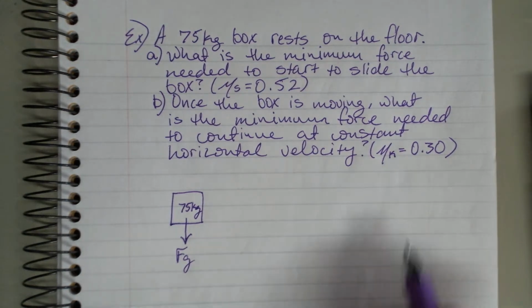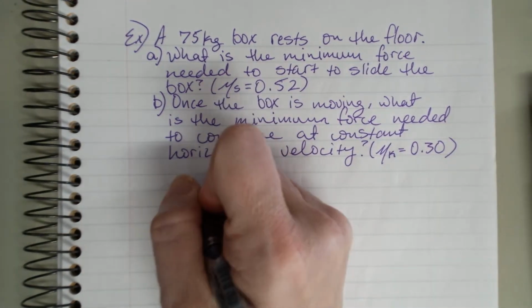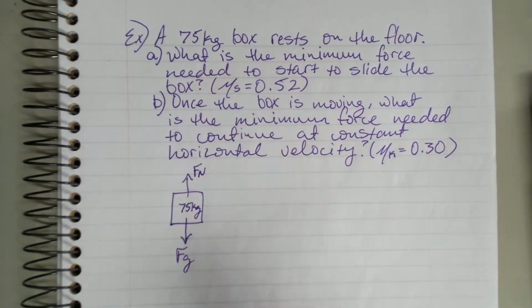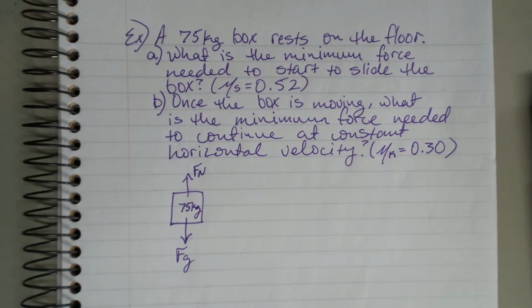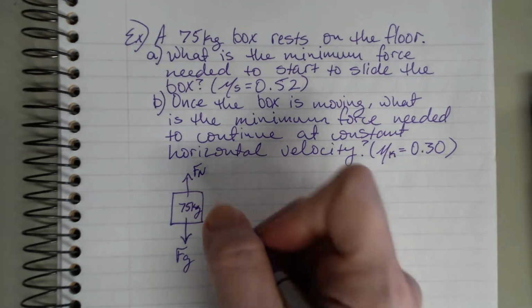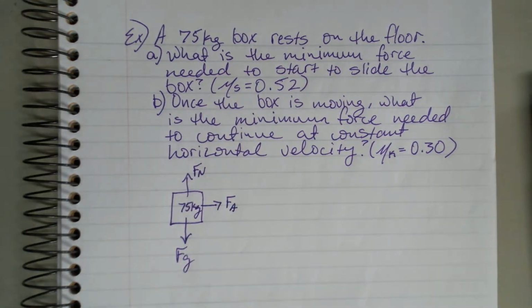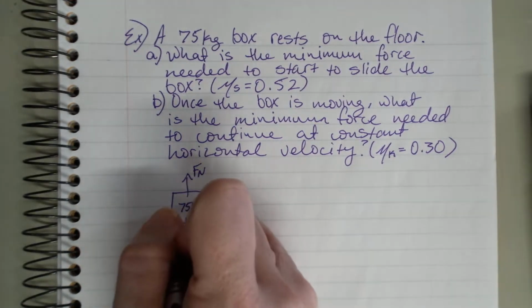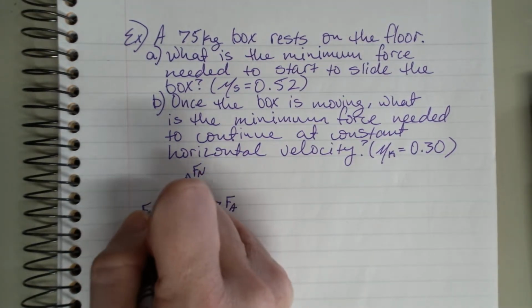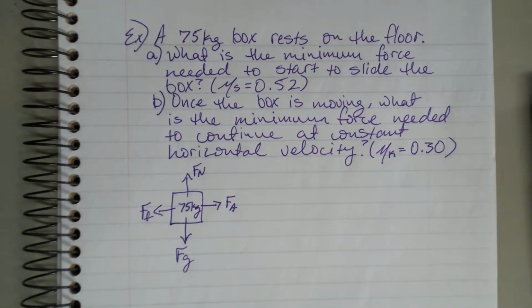It's sitting on the floor, so I know it has a surface, so I know it has normal. If we're going to try to push it, I'm going to push it one way or the other. I'm going to push it to the right, so I'm going to put my force applied to the right. And I know I'm going to have friction that is going to oppose the motion, so it's going to go the other way. So there's my friction.